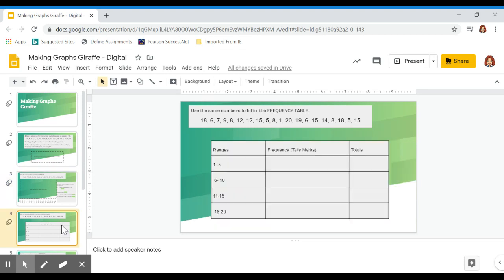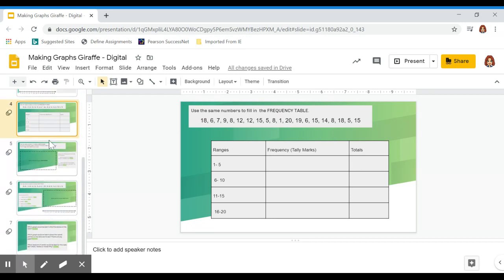Okay. Now, again, same set of data. You're going to fill in the frequency table. Remember, tally marks and the total. It's hard on an iPad to do the slash for the 5th one, so just do them straight across and that's fine. Make sure that your totals add up to the total number of numbers that you have, and be careful with the ranges, 1 to 5, 6 to 10, 11 to 15, and 16 to 20. So go ahead and fill that in.